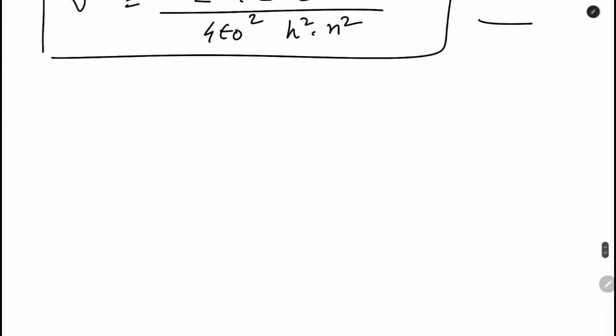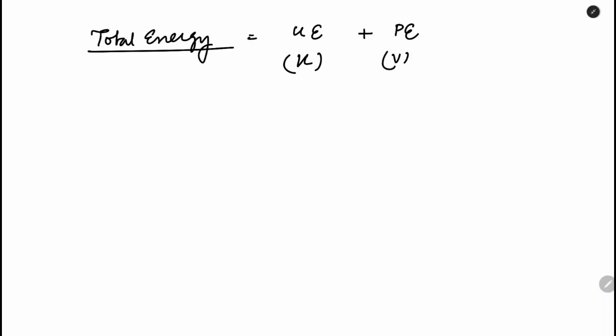So now we have the total energy. If we write the total energy, it will come around as potential energy plus kinetic energy. We have denoted kinetic energy as K and potential energy as V.